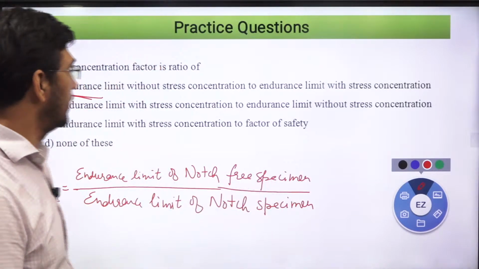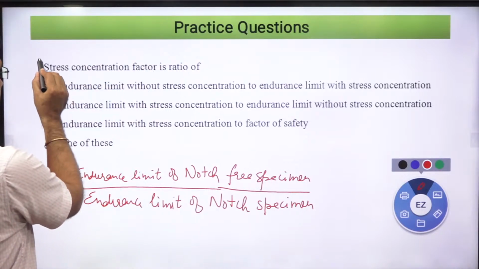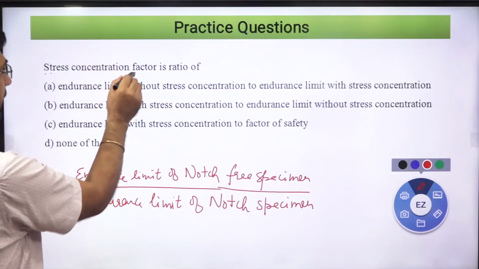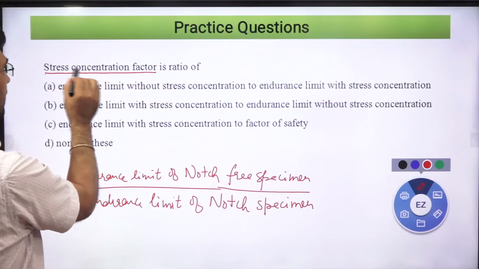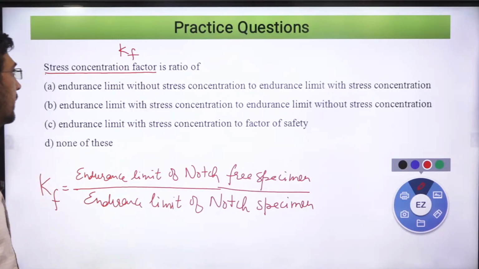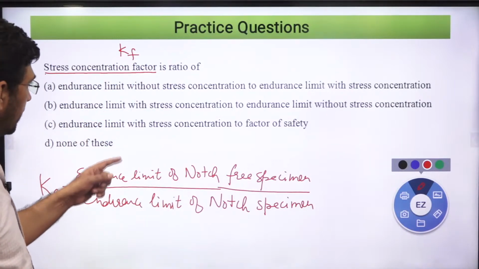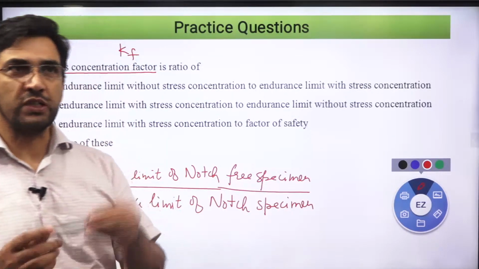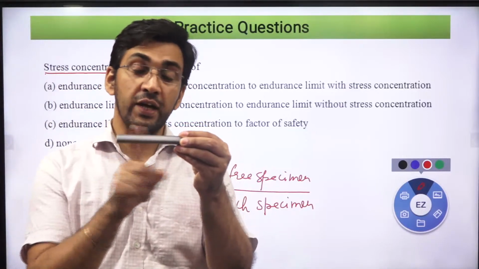So loosely, what he has done is, instead of talking about the fatigue stress concentration factor, which he should have mentioned, he simply said stress concentration factor. So basically, the stress concentration factor he's talking about is Kf, the fatigue stress concentration factor, and that means a component subjected to fatigue. Now, how is it defined? Endurance limit of a notch free specimen. If a specimen has no discontinuity in it, what is the endurance limit of that?